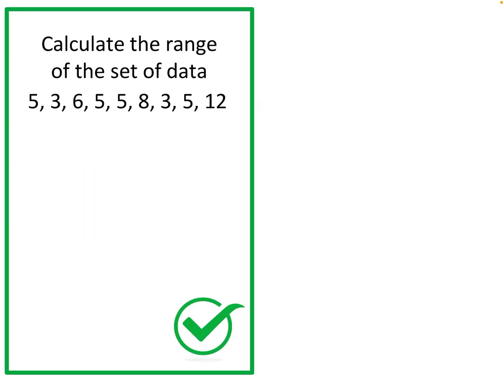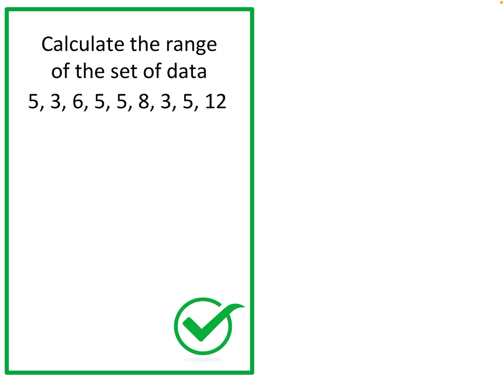So, here is a question. Calculate the range of the set of data below. So the first thing I'm going to do is, this is all of my data, and what I'm looking for is for the largest and the smallest values in here. So if I just cast my eye over, I can see 3 is quite small so far. So 3 is definitely the smallest, and the largest, well, I can see that as 12.